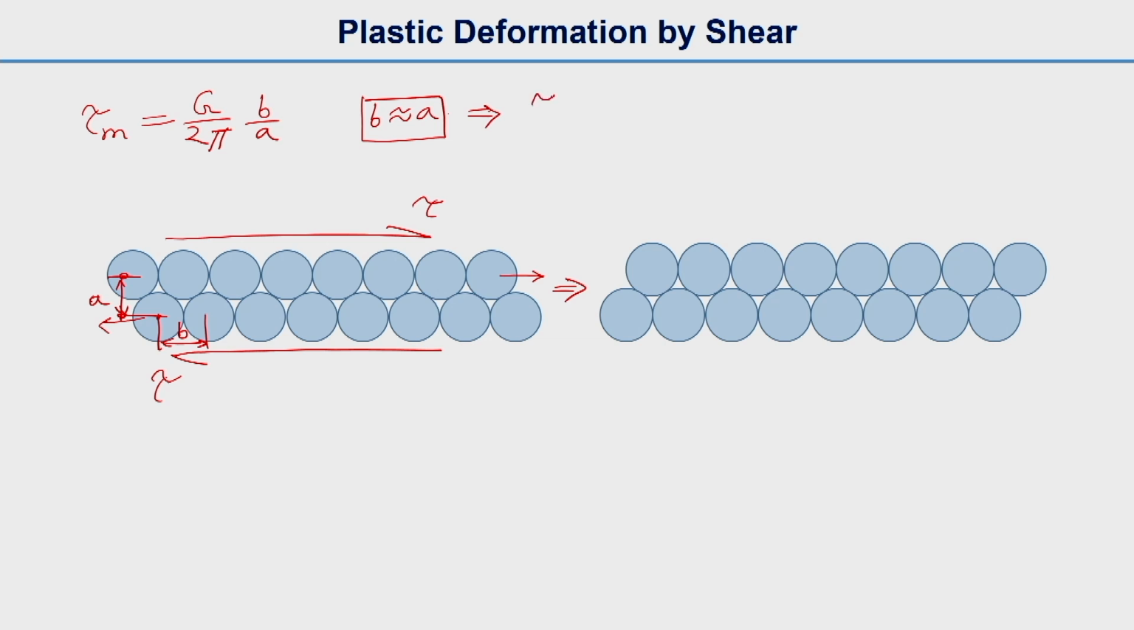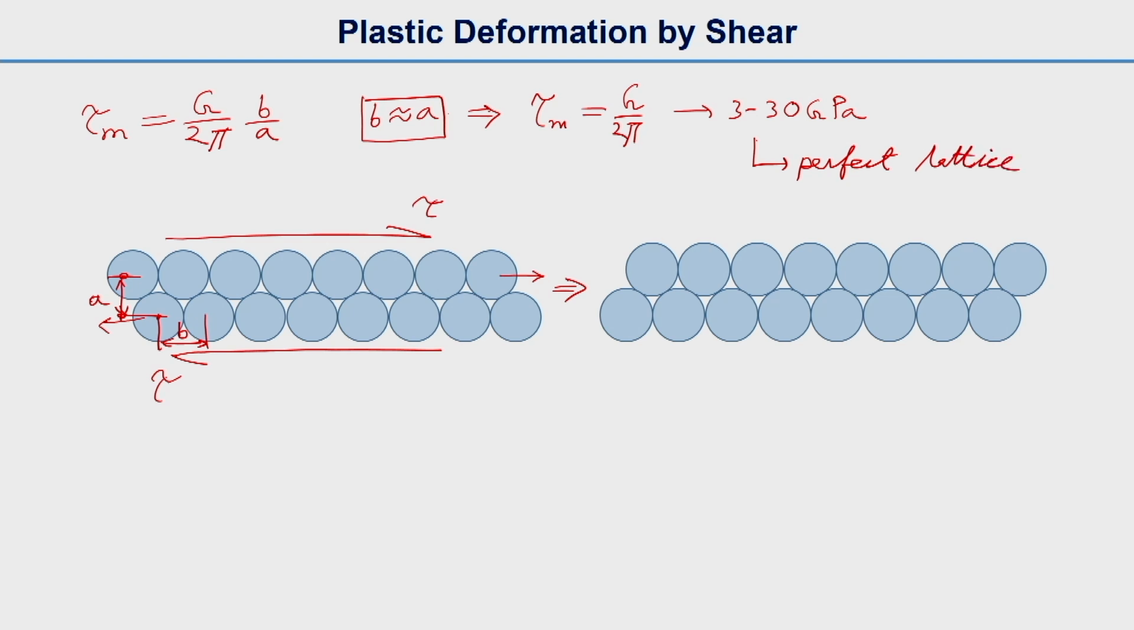That gives us tau m, the maximum shear stress at which the slip will occur, equal to G by 2 pi. As you know, the shear modulus is in gigapascal. For most metals this value will come to about 3 to 30 gigapascal. This is a very high value, that much shear stress is required. That is possible for a perfect lattice without any defect.